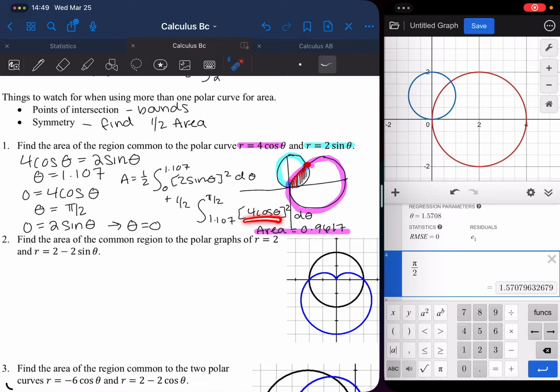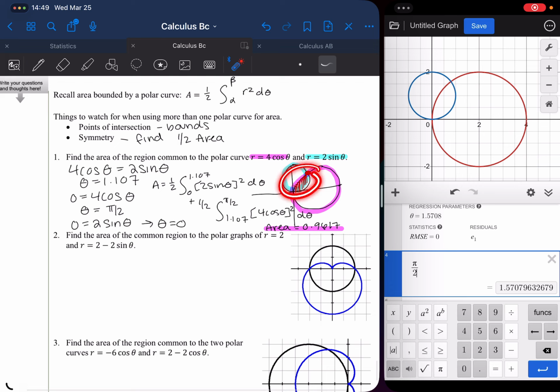So what we're really doing is we are taking one polar curve, doing the integration where the bounds are surrounding that area, and then we're adding the integration of the other curve, only the bounds surrounding that area. And again, we find those bounds by either setting it equal to 0 or setting them equal to each other. Always.